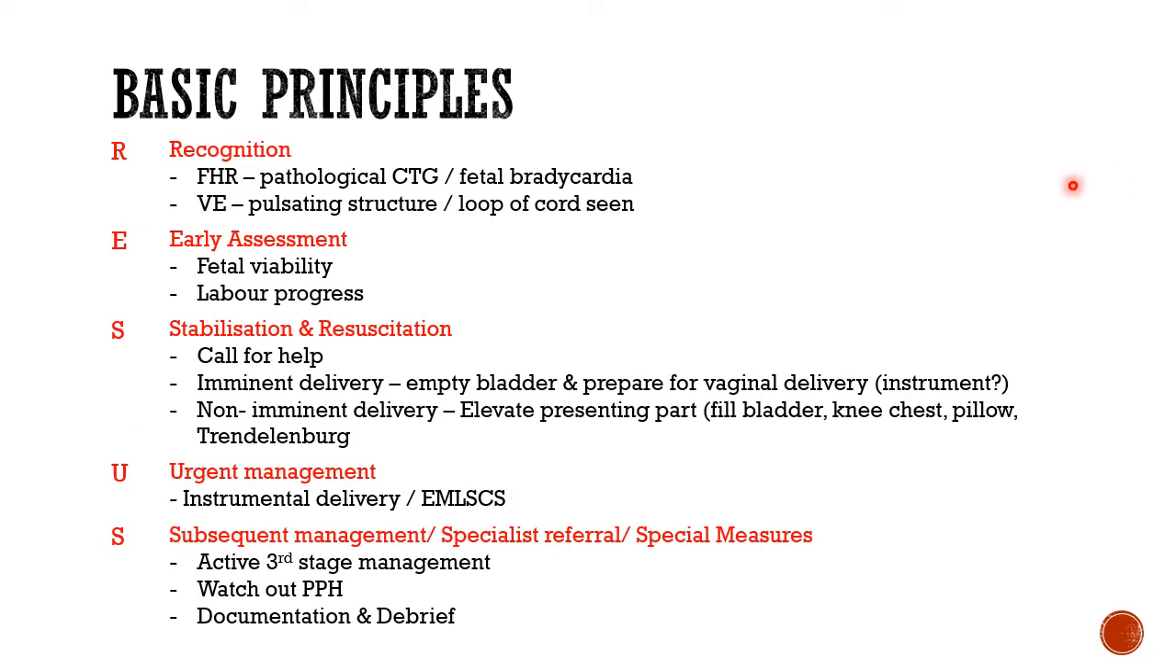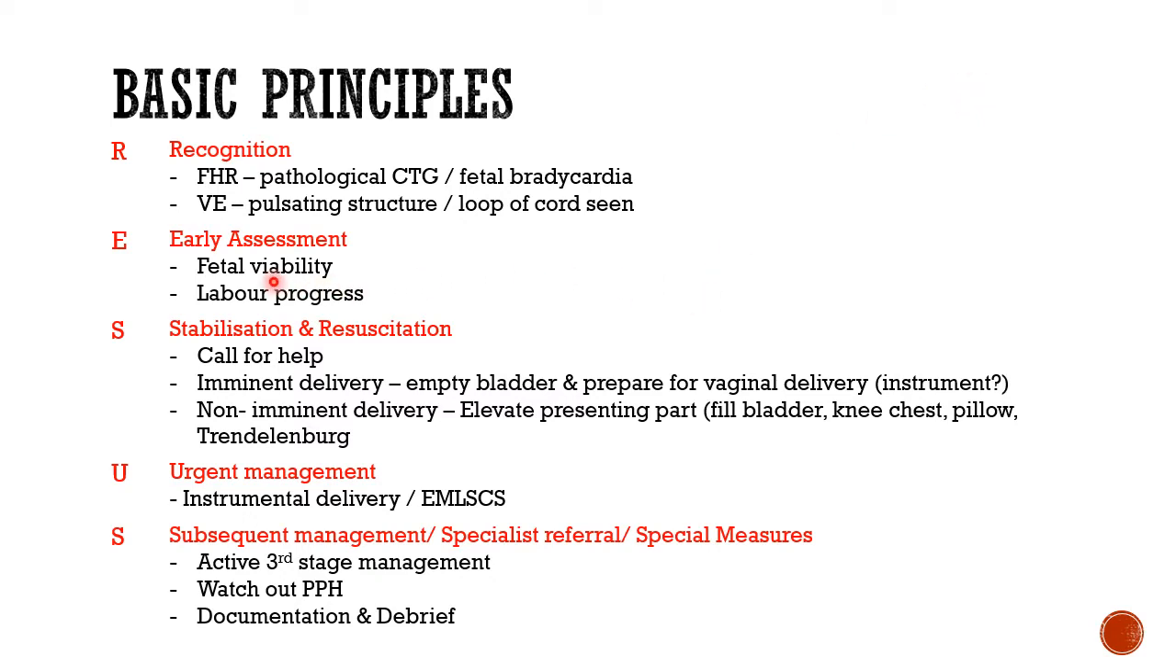So for cord prolapse, first you need to recognize that this is a cord prolapse. How do you suspect it? If you have a patient with an abnormal CTG after SROM or after ARM, then you look into the CTG. Is there fetal bradycardia or a pathological CTG? Then you perform a VE and you feel that, oh, there's a pulsating structure. Or you can even see the loops of cord. Then you know that is a cord prolapse.